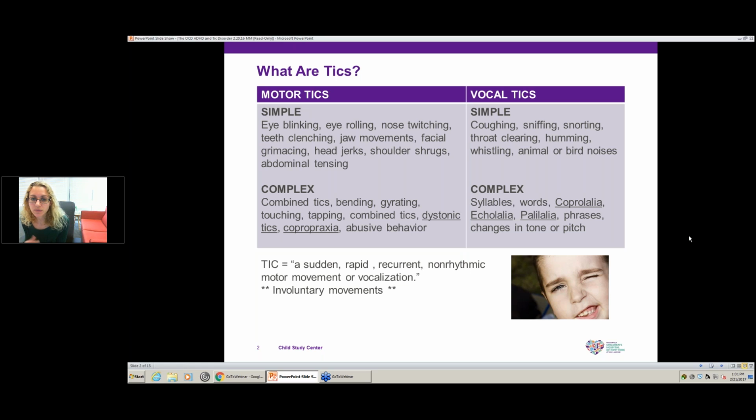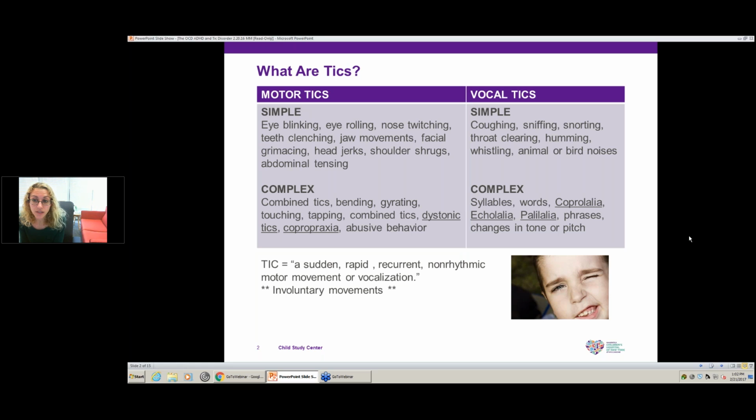So with motor tics, some of the more simple common ones that we frequently see are eye blinking, head jerks, shoulder shrugs, tensing of certain muscles, particularly the abdominal muscles we see a lot, and facial grimacing, while the more complex motor tics are either a combination of tics, like I often see a neck jerking tic with a shoulder shrug, touching or tapping, hitting or bending, or what we call dystonic tics, which is a movement that someone makes that is not a movement that a person would typically make with their body, such as the contortion of their torso.